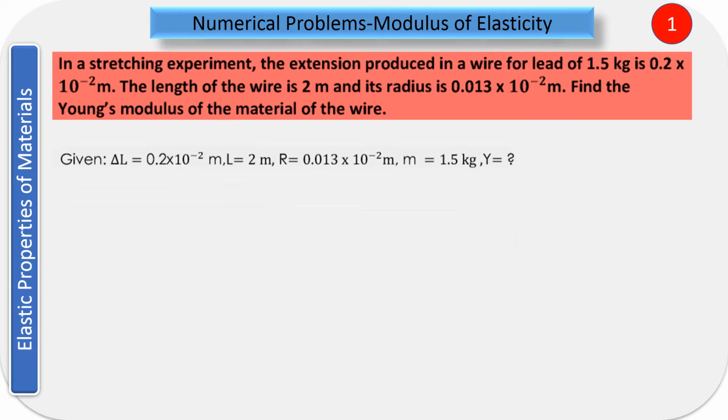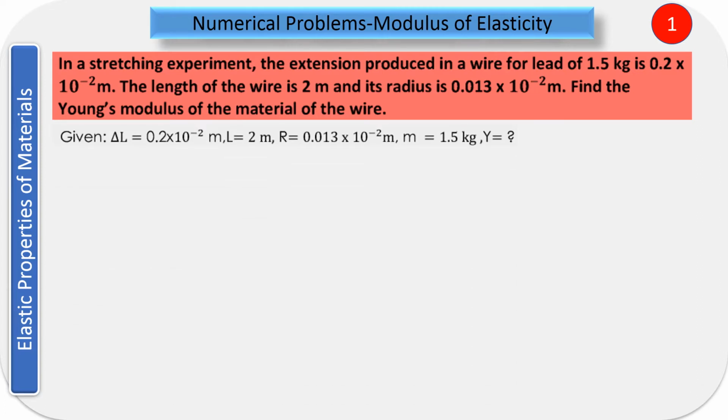Now let's see what is given in this problem. The change in the length of the wire because of the force that you are going to put is 0.2 into 10 to the minus 2 meters. So here you have the change. You can read the problem again: in a stretching experiment, the tension produced in a wire for a load of 1.5 kg is 0.2 into 10 to the minus 2 meter. So change in the length has been given. The length of the wire is 2 meters.